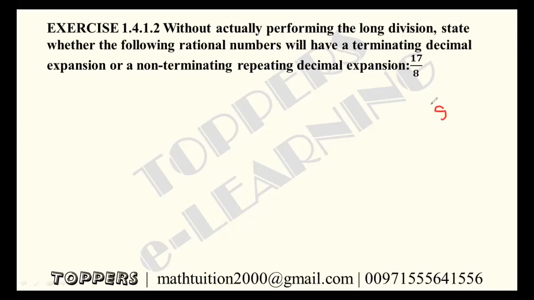8, you have to prime factorize. 2, how many times? 4 times. Again, 2. How many times? 2 times. Again, 2. How many times? 1 time. So this denominator, 8, we can write in the form of 2 raised to 3. So the denominator's prime factorization contains only 2. So the decimal expansion will be a terminating decimal expansion. Clear?